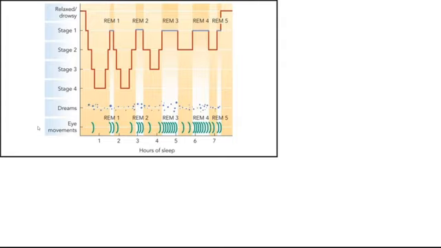Our eyes can move during other stages, but not in the same quantity. All right, so that's the extra info. What we actually care about is the stuff at the top, and that's that pattern that we see as we move through those cycles.